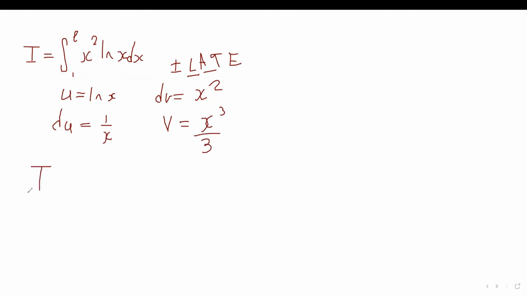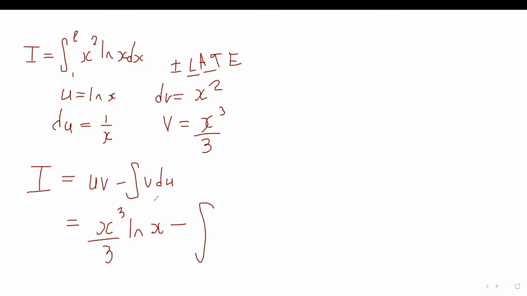All right, that's integration by parts. So remember, the formula tells us that I is equal to u times v minus the integral of v du. So it's going to be u times v, which is x cubed over 3 ln x, minus the integral of v du. By the way, notice they gave us a limit on it from 1 to e. So you have to add on your limit from 1 to e. You can't throw away the limit.